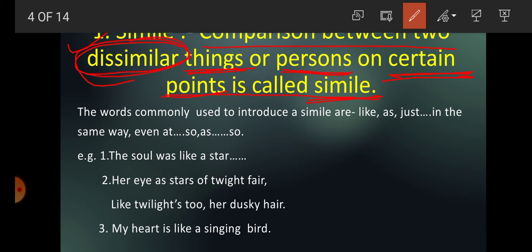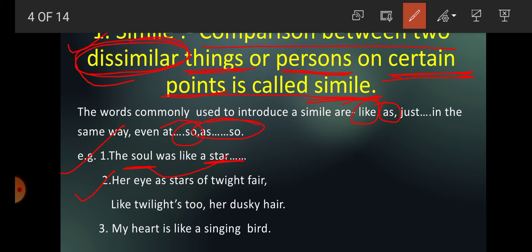Now students, which words are used in simile? The words used in simile are like, as, so. These are the words used for introducing a simile. For example, students, the soul was like a star. Here, the soul and star are compared. Both are different things. But here, the soul was like a star. Here, the soul and star are compared in one point, that both are shining.